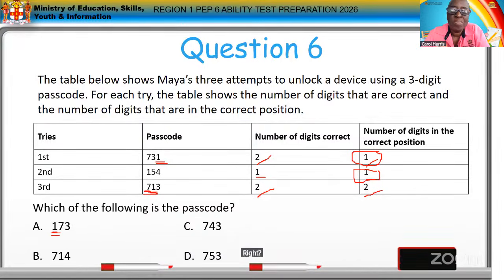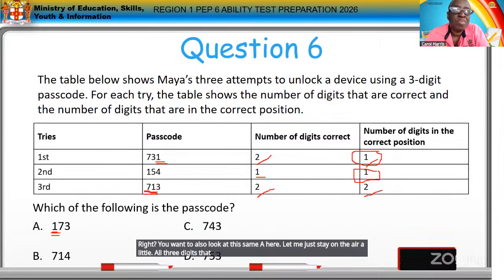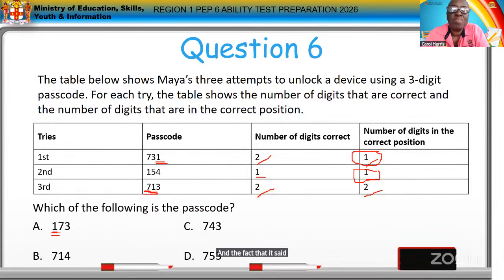You want to also look at this same A here. Let me just stay on the A a little. All 3 digits that appeared in the first code are here in A. And the fact that it said only 2 digits are correct and 1 in the correct position can't be correct if it has all 3 digits. That's one of the reasons for ruling out A. So let's continue now with our reasoning.